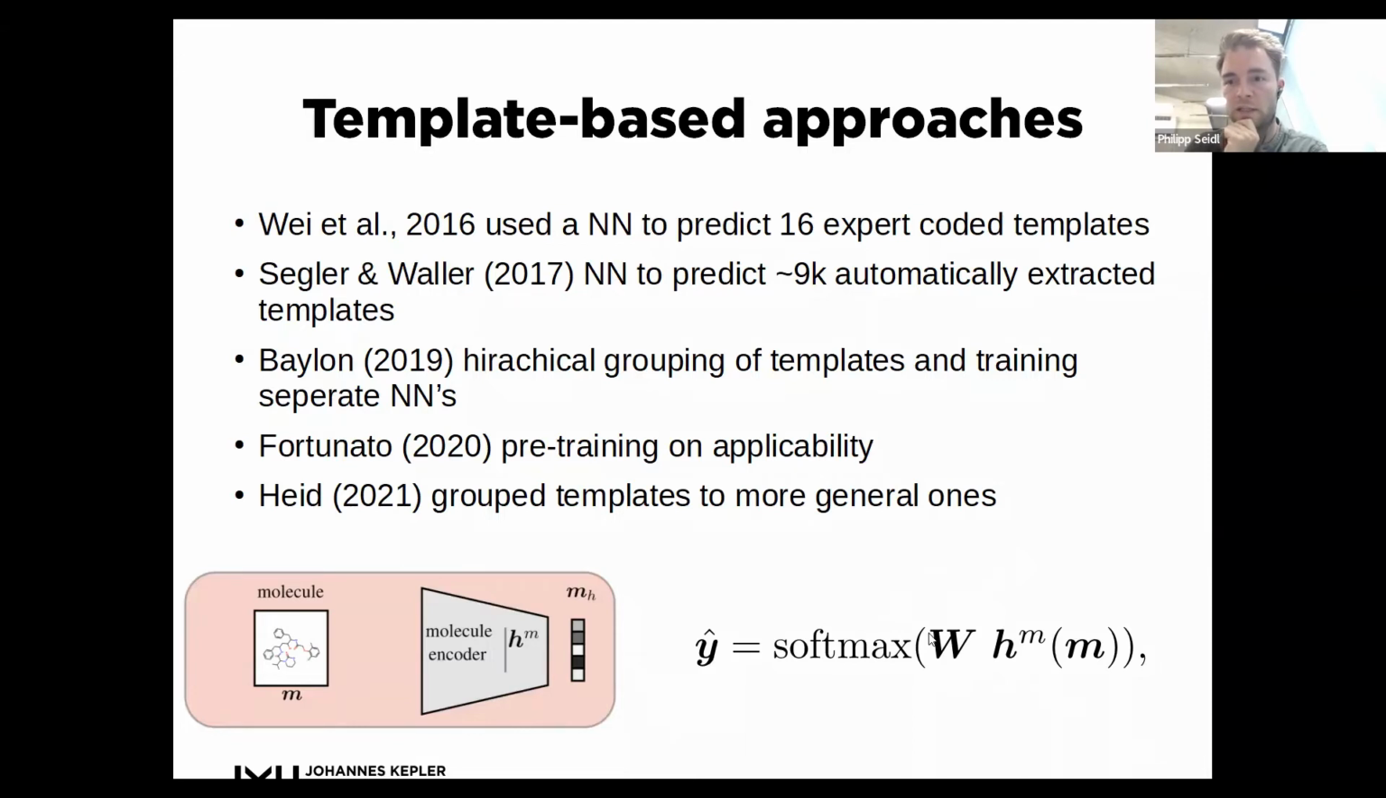But if you don't have any examples, this will stay at the initialization. So it will stay at random, and this is not very good. So training this on applicability already gives you a gradient update on this W matrix, and you can learn something in the corresponding rows, even if you have few data points. And then one other approach was by Hyde in 2021. There they grouped templates, and they had an algorithm where you can drastically decrease the number of templates by making them much more general.